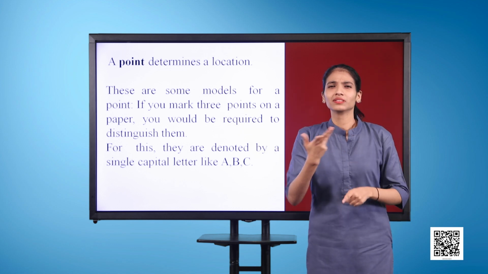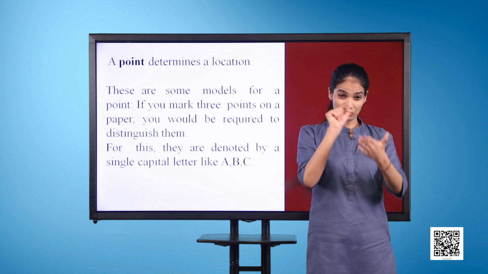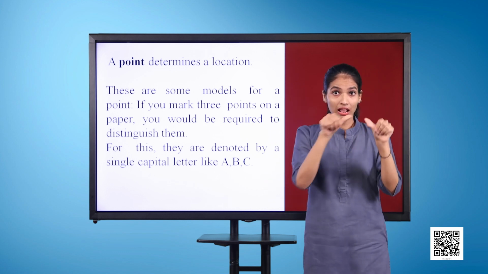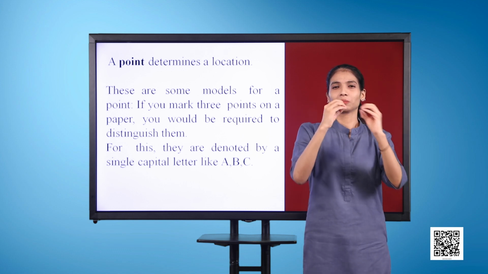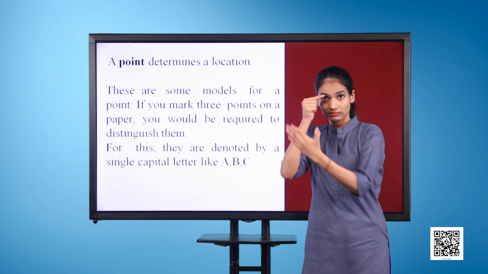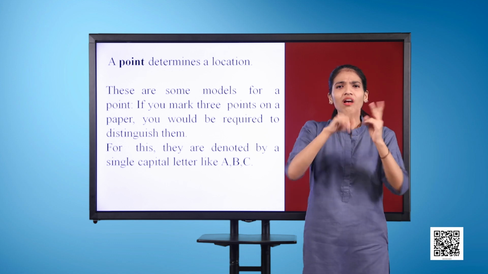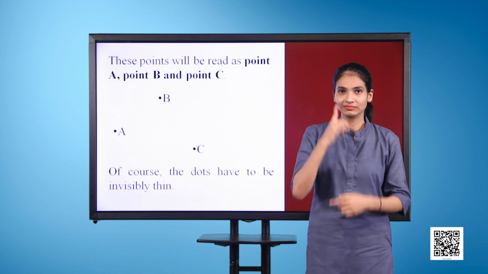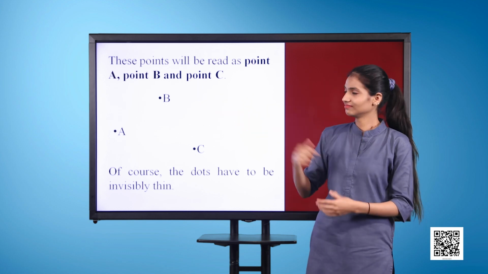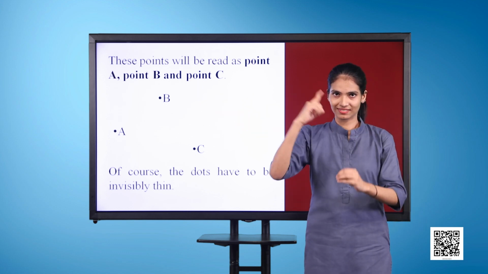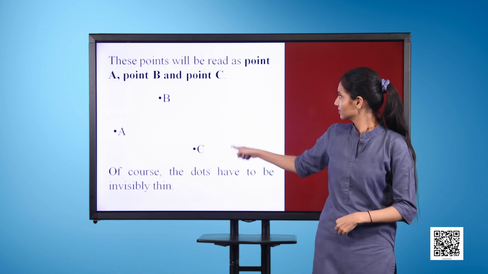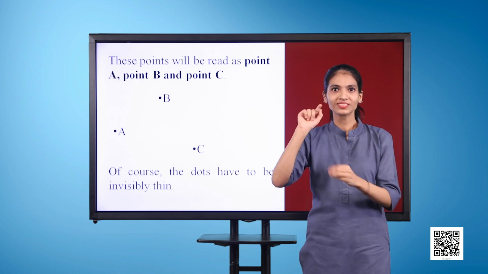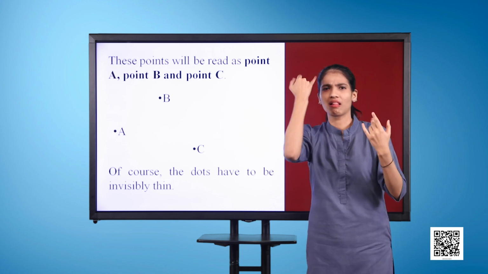A point determines a location. These are some models for a point. If you mark 3 points on a paper, you would be required to distinguish them. For this, they are denoted by a single capital letter like A, B, C. These points will be read as point A, point B, and point C. Of course, the dots have to be invisibly thin.